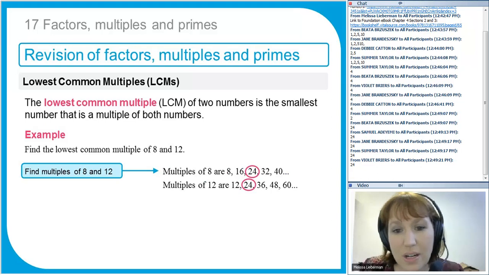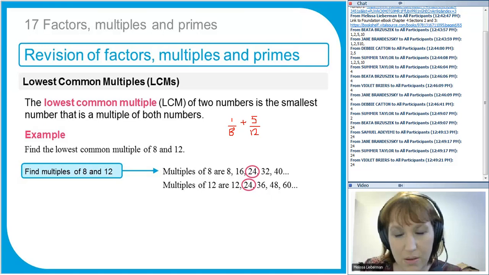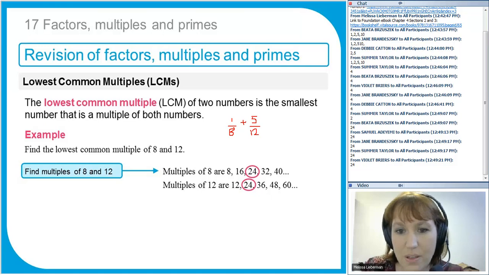So if I was trying to work out 1/8, just to put it in a kind of context that you've probably met before, if I was working out 1/8 plus 5/12, and I wanted to convert those into a fraction where the denominators were the same, I would convert them both into 24ths, because 24 is the lowest common multiple. So I would just change both of these.